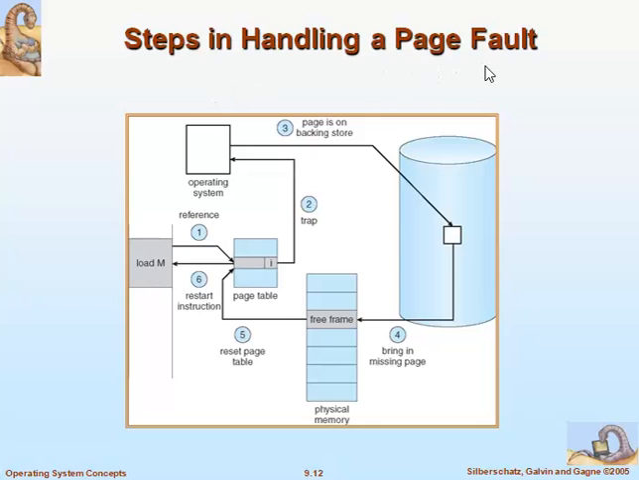Steps in handling the page fault. There is a certain instruction which requires a particular page. When the particular page is requested, first it will go and check in the page table, and in the page table we find that the valid-invalid bit is set as I or 0. That means it will generate a trap. So it is an invalid reference, or this particular requested page is not available in the main memory. So a trap is generated.